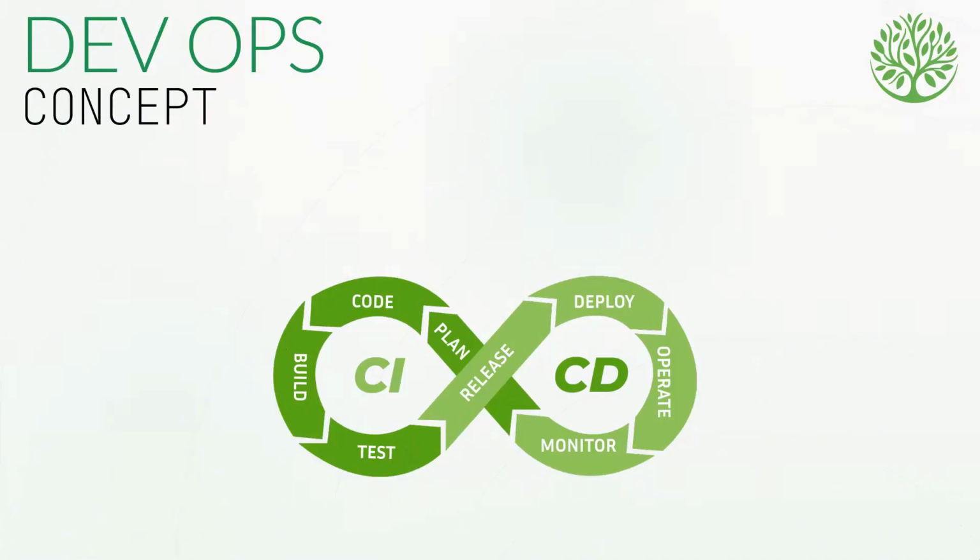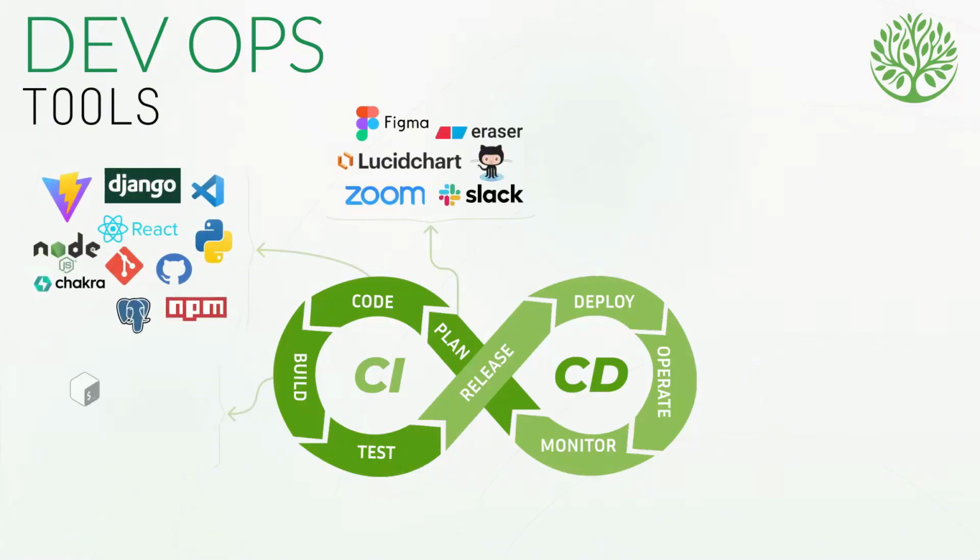DevOps is a loop. It never stops. Every change goes through this cycle, helping us deliver high-quality features again and again. This is the full tool chain that powered our BONSAI app from start to finish.